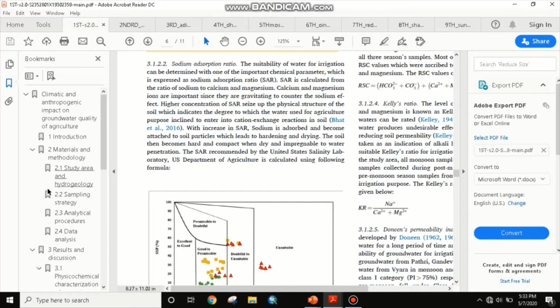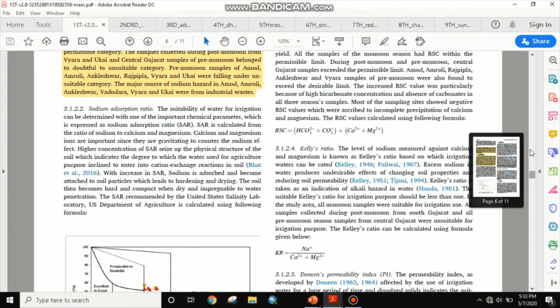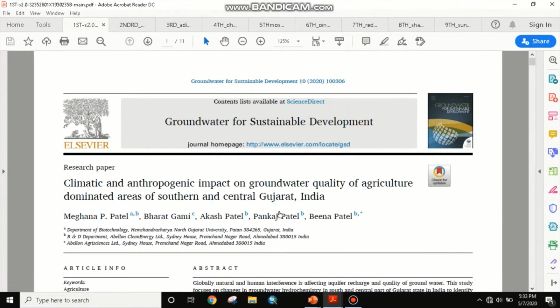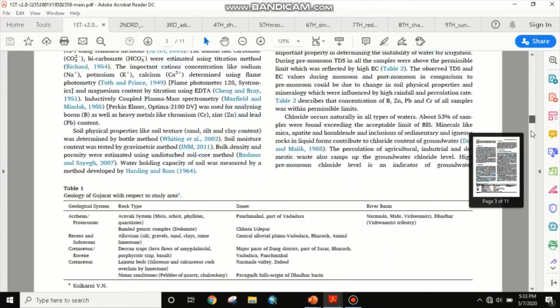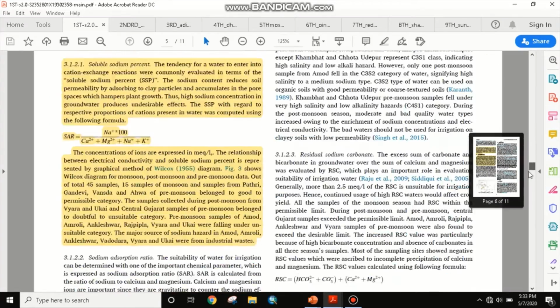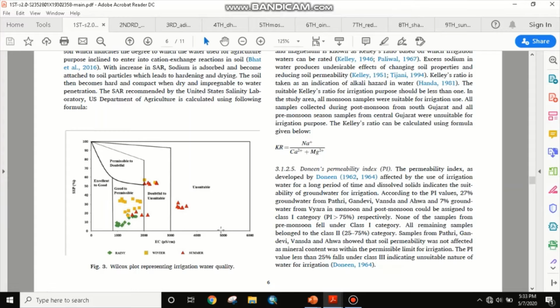So this is the paper which we have just seen. This is the climatic and anthropogenic impact on groundwater quality of agriculture dominated areas, that is southern and central Gujarat. If we see this research article, at the bottom the Wilcox diagram is given over here.